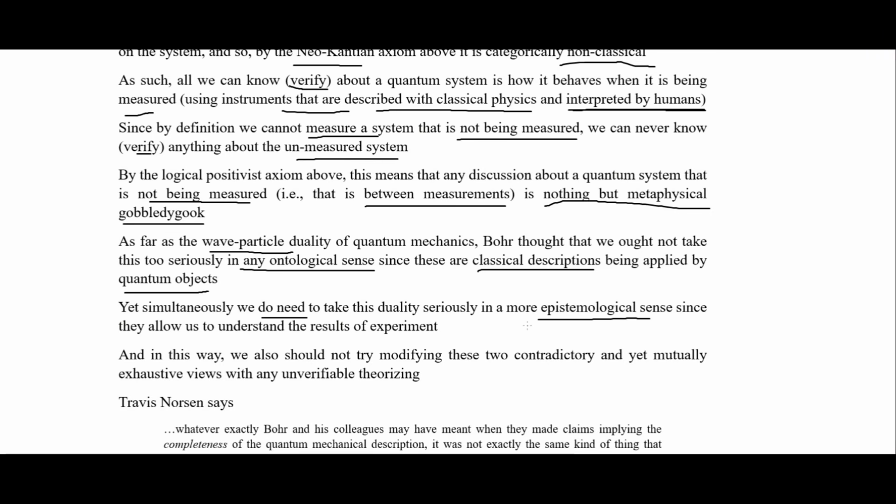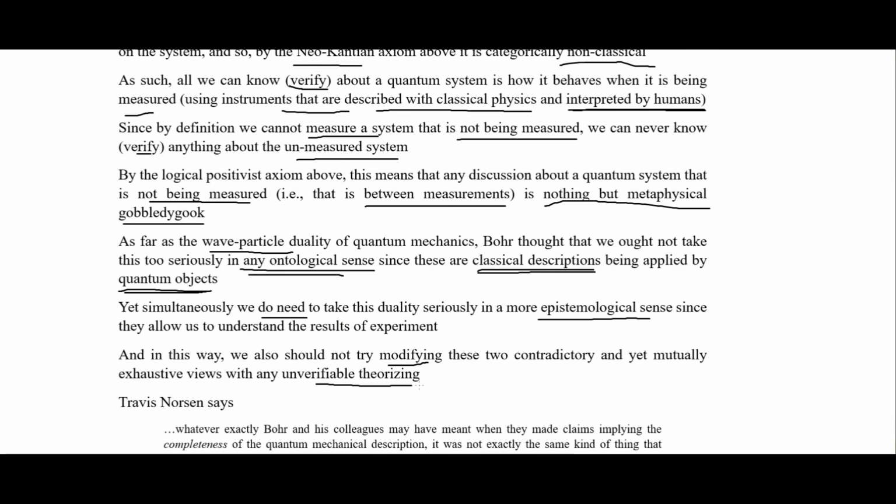But we shouldn't take it seriously in any ontological sense, because this would be attempting to impose classical descriptions onto quantum systems. And so, like I said, we have to take it seriously epistemologically, but not ontologically. All right, and so in this way, we should not try modifying these two contradictory and yet mutually exhaustive views with any unverifiable theorizing.